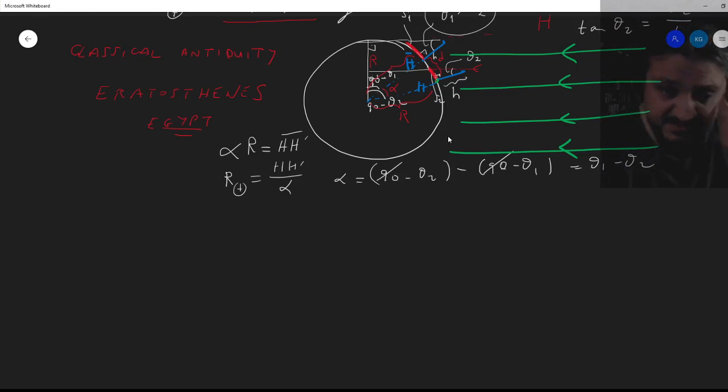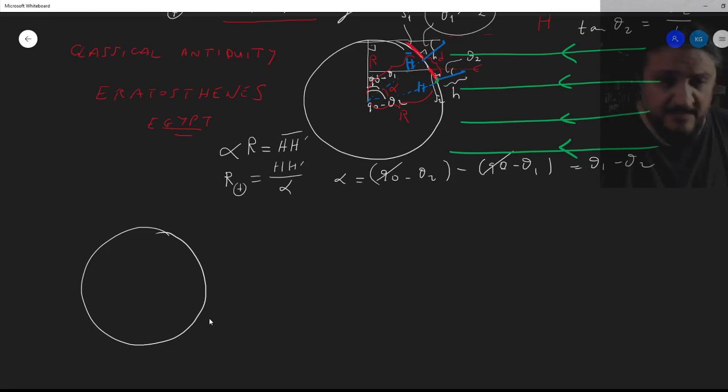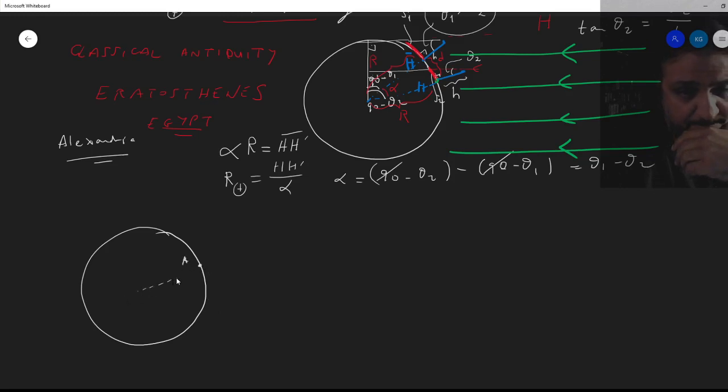All right, so here's the Earth again. Now, this did not happen in Alexandria, where he lived. Alexandria in Egypt. So let's say that's here. So he can put a stick here and measure the shadow, right? Just like we did in Huntsville. But he traveled south down the river Nile and found a place where the sun is right above the sky.